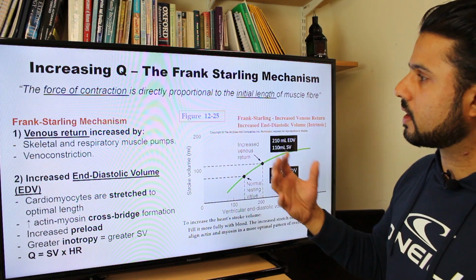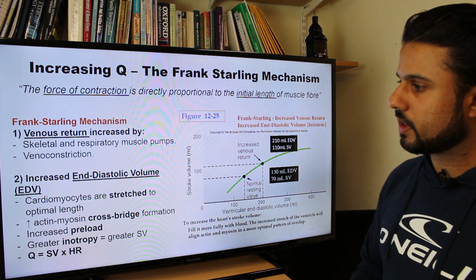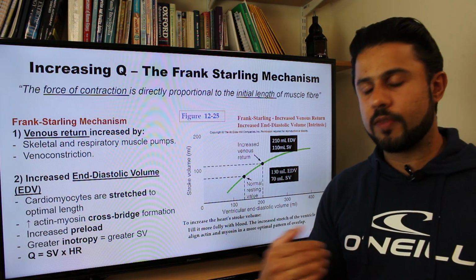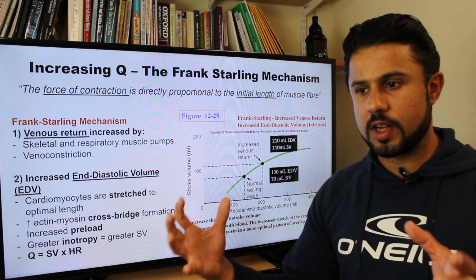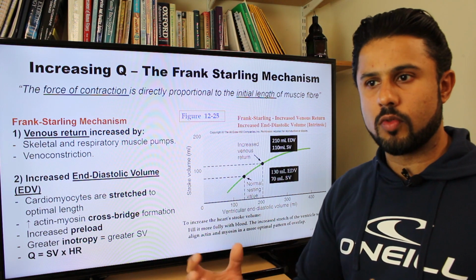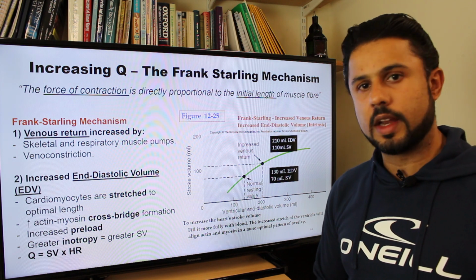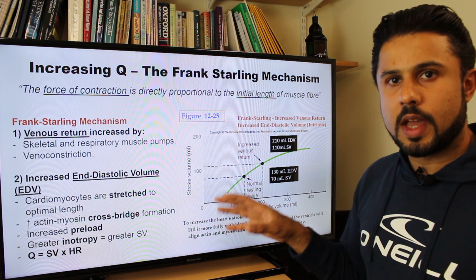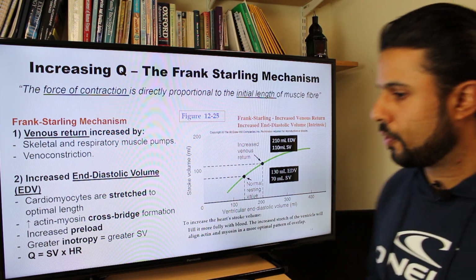So you can see that the Frank-Starling mechanism, this idea of filling the heart with more blood, get optimum stretch, stronger contraction, relate to heart rate, you're going to increase your cardiac output. Hopefully that makes sense. It is quite straightforward to understand.